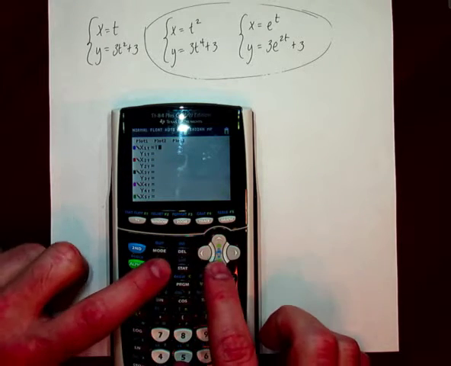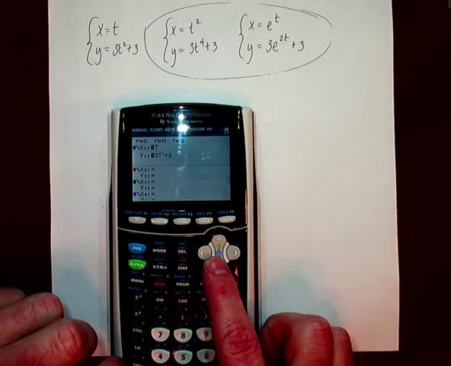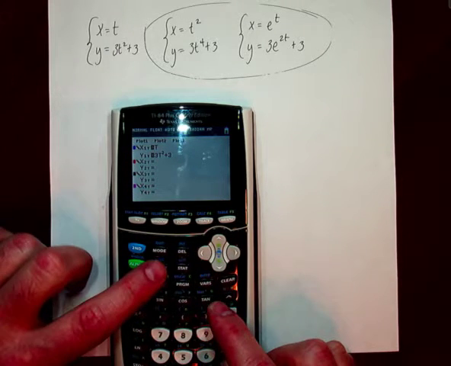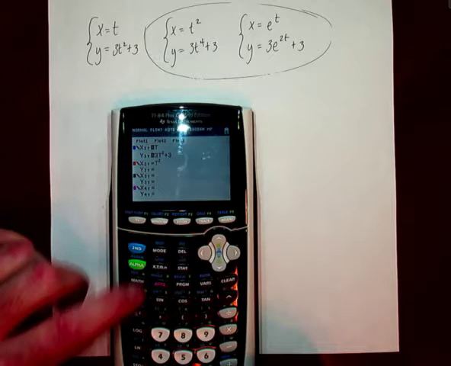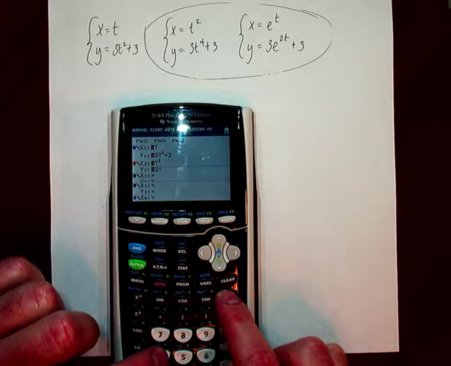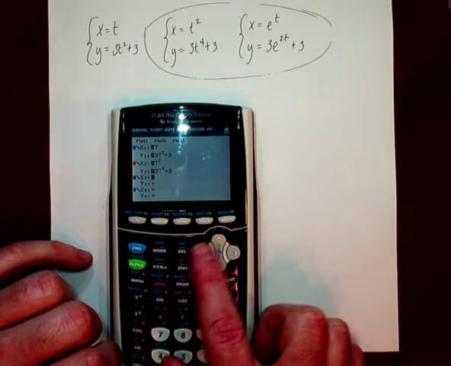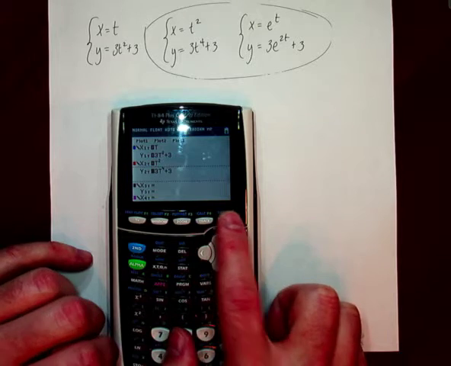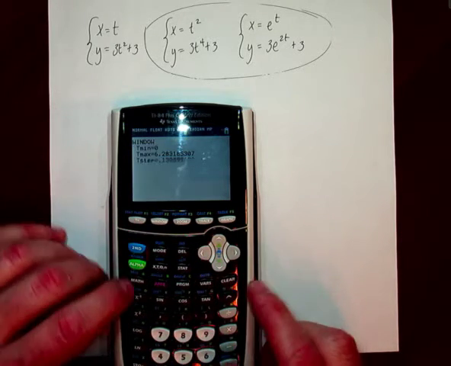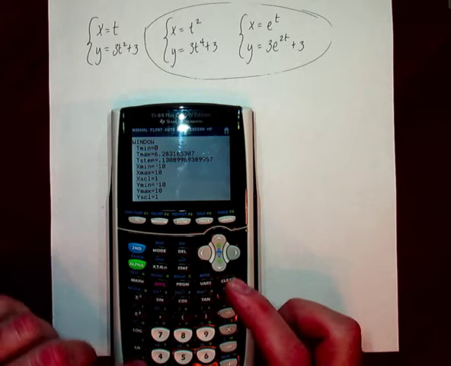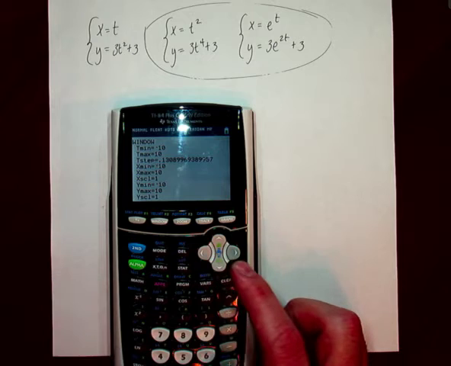Okay, so we'll do t and then 3t squared plus 3. And then we'll do t squared and then 3t to the 4th plus 3. And let's go ahead and limit the window a little bit. Let's go t negative 10 to 10.